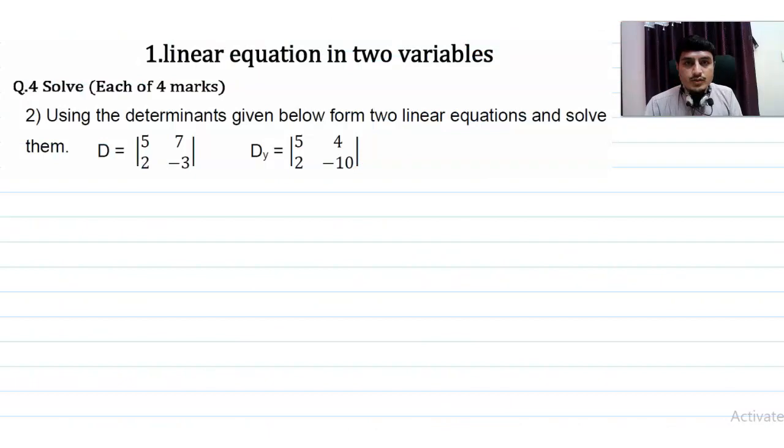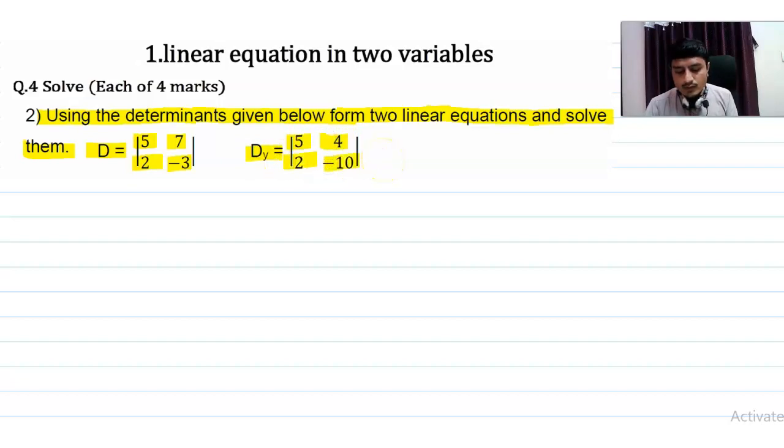Look at the second question we have: it is of two linear equations, and solve them. D, the determinant, we have the entries of the form 5, 7, 2, minus 3. Dy is a determinant of order 2 by 2, having the entries of the form 5, 4, 2, minus 10.